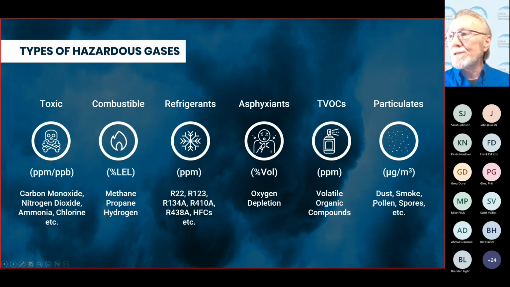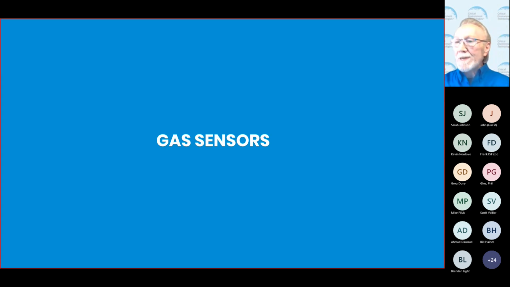So for monitoring dusts and smoke and pollen and spores building up in a building envelope, we can now offer particulate sensors that can activate the ventilation based on the concentration of particulates in that building envelope. So that's a recap of all the different areas that gas detection systems can be involved in to control ventilation systems. And they all start with gas sensors.